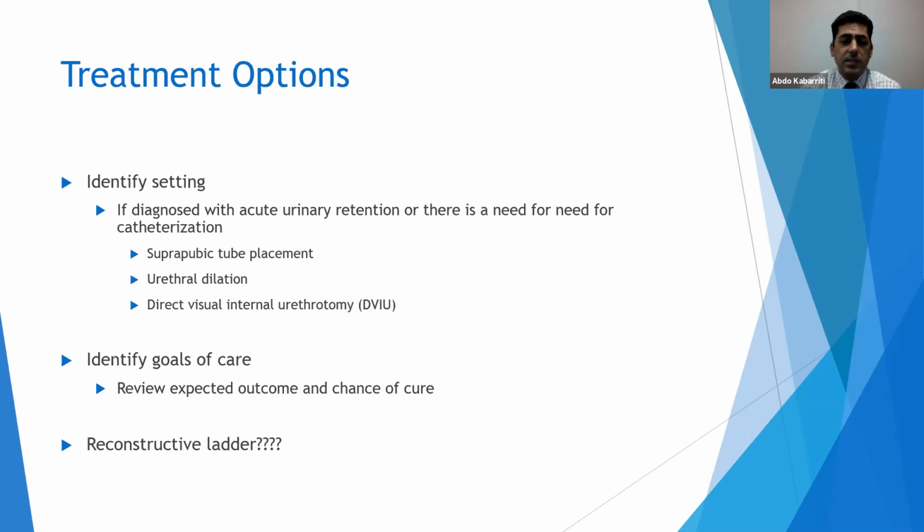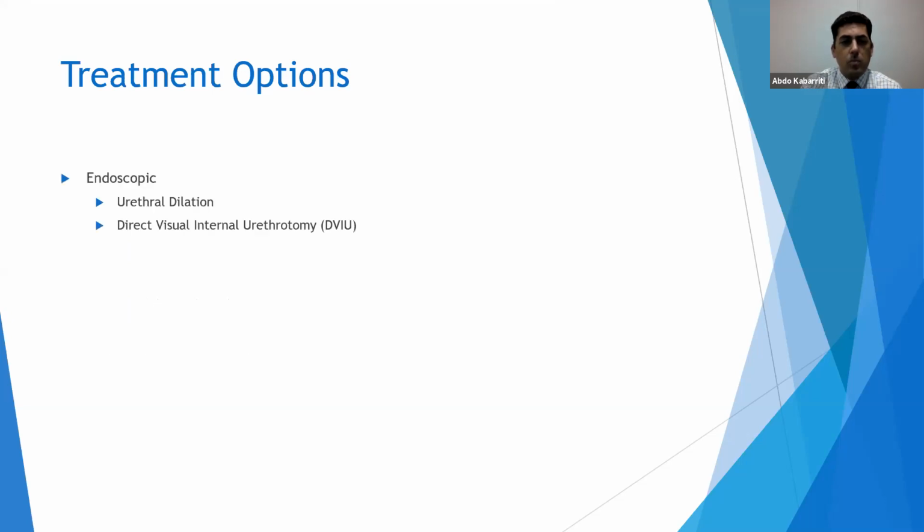Now, historically, there was this concept of a reconstructive ladder where we always started with the least invasive and went on to the more invasive. That has fallen out of favor with urethral stricture. In terms of endoscopic treatments, there is urethral dilation and direct visual internal urethrotomy. These have been tried, and there is some data to support these.